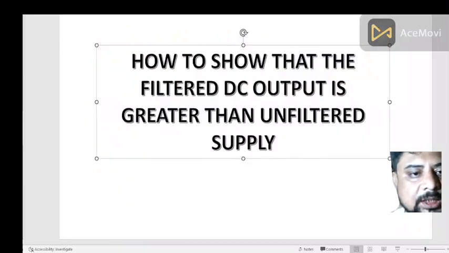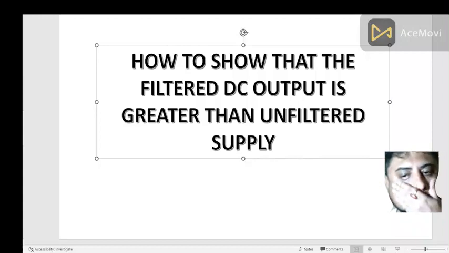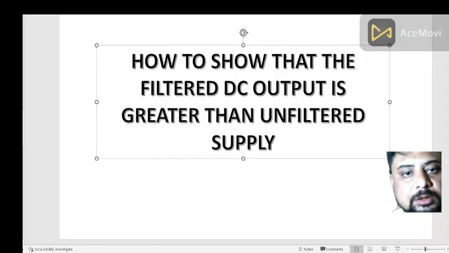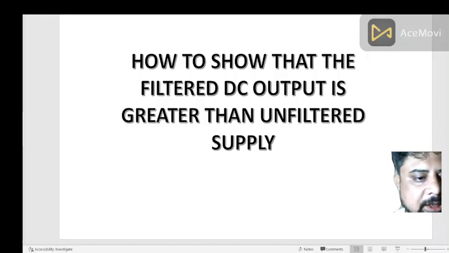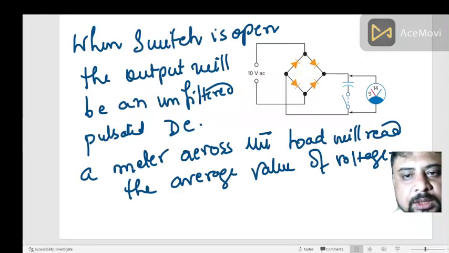Our next question is a very relevant one because it is many times asked in university exams or in any interview process. As I told you, these questions are asked in viva examinations and in the recruitment process also. Here you have to show that the filtered DC output is greater than the unfiltered supply. How will you show this? Let us see how we can show this.